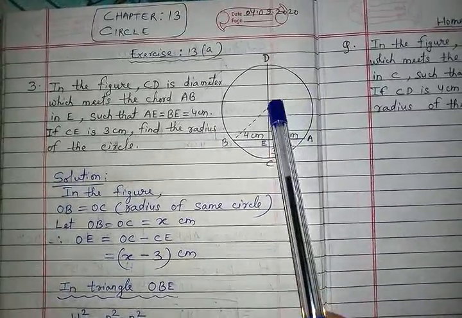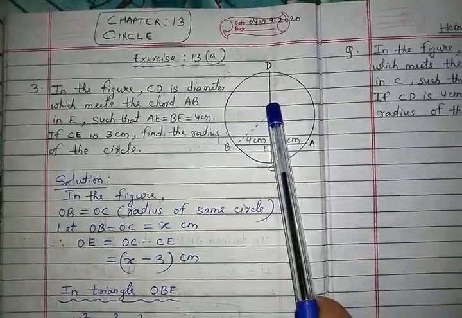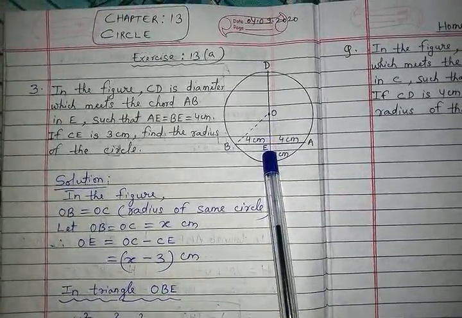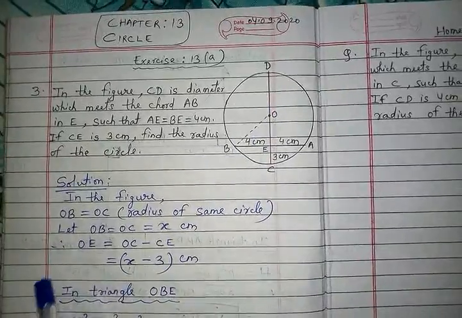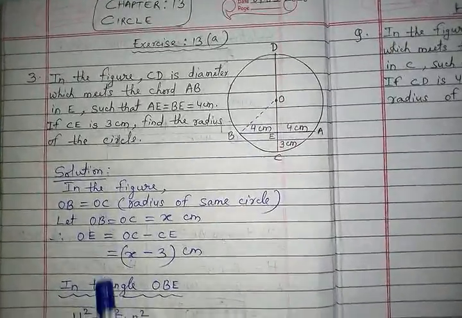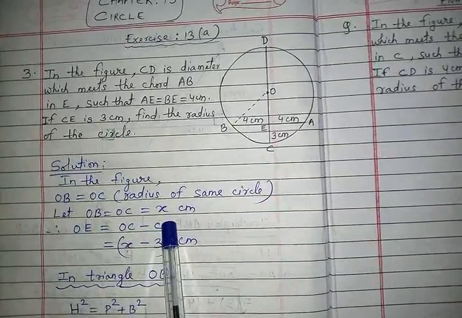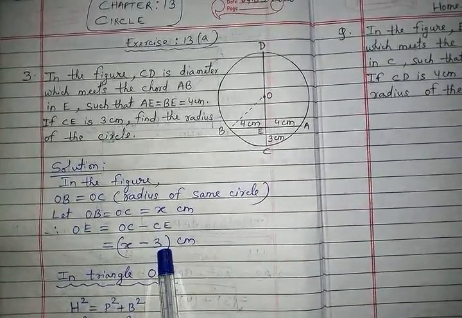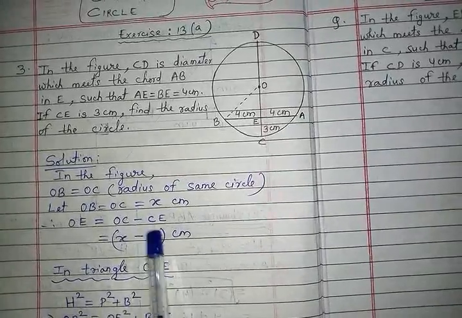So now you will be saying, sorry, why are you finding OE? Then let me tell you, in this triangle OE is perpendicular. So if I know perpendicular, I can find the value of radius, because base is given. So OE is OC minus CE, that is OC is X and CE is 3. CE or EC both are same. CE is 3. So X minus 3 centimeter.